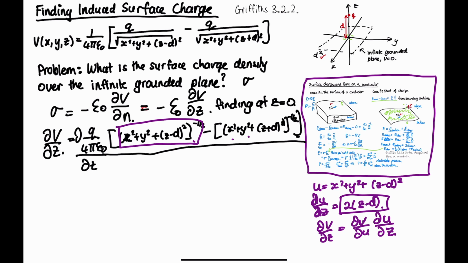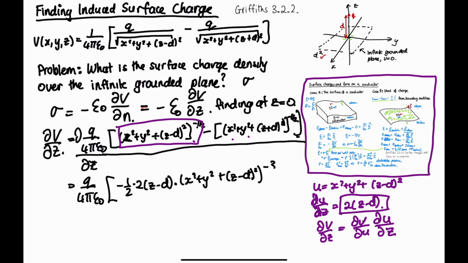Okay, so let's write down what this is. When we differentiate this with respect to z, we have q over 4 pi epsilon naught. And then when I differentiate this thing, I'll have my factor of minus 1/2 down the front. And then I am going to have my factor of 2(z minus d), which I've just explained over here. And then I've got this thing, x squared plus y squared plus (z minus d) squared, and now it's to the minus 3/2.